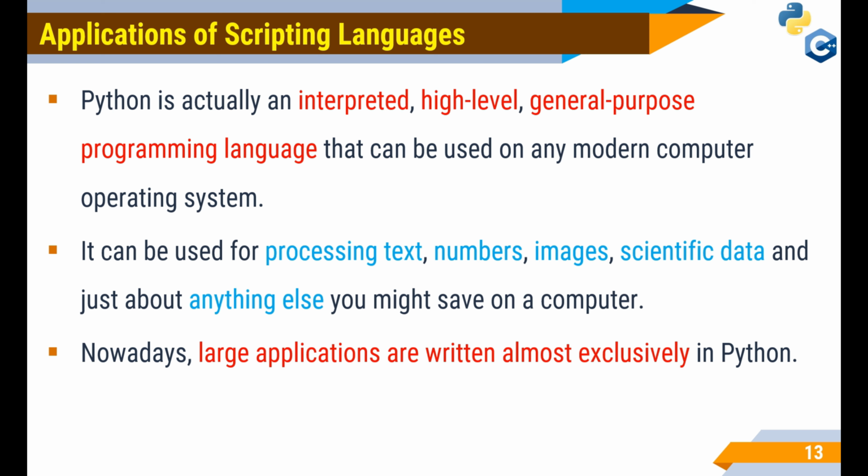Python is actually an interpreted high-level general purpose programming language that can be used on any modern computer operating system. It can be used for processing text, numbers, images, scientific data, and just about anything else you might save on a computer. Nowadays, large applications are written almost exclusively in Python.